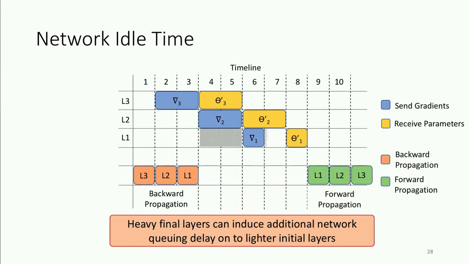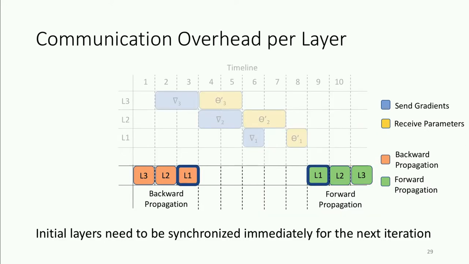So because of that, even though the gradients for L1 were computed much earlier, the parameter synchronization for that layer has to be delayed until the network gets freed up. On top of that, the delay between the two iterations has increased. And during forward propagation, the network stays completely idle. So this is the idle time that you're observing in the network utilization graphs.